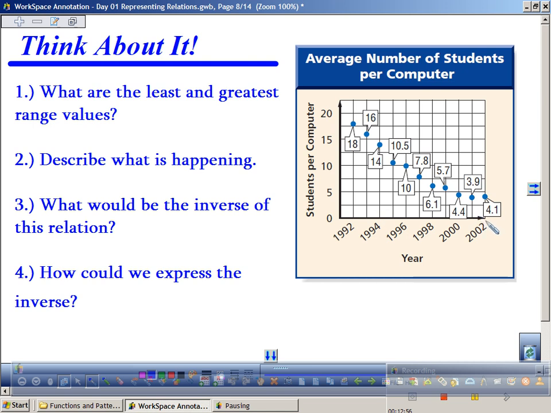In 2002, it was 4.1 computers per student. Sorry, I keep saying it the wrong way. 4.1 students per computer. How do you have less than one? It's when you add them all up and divide, sometimes you get a decimal. Right. Yeah, it was a really small student.